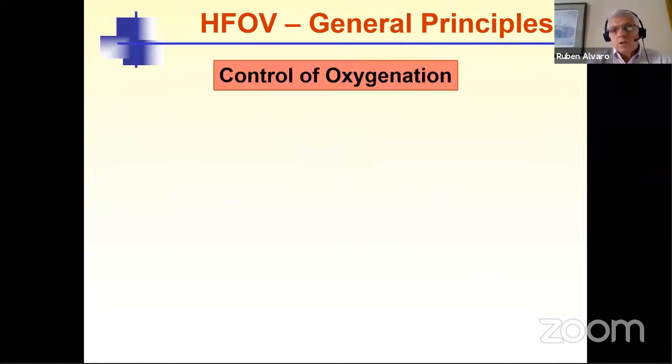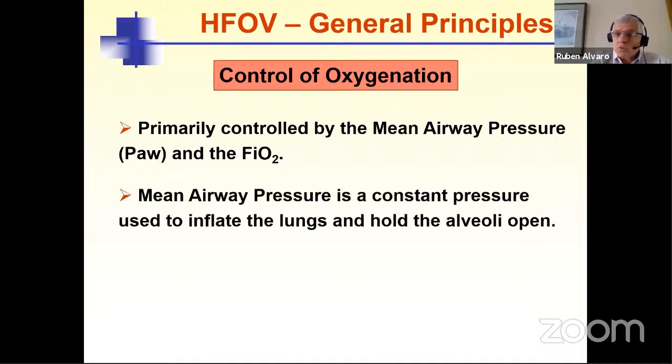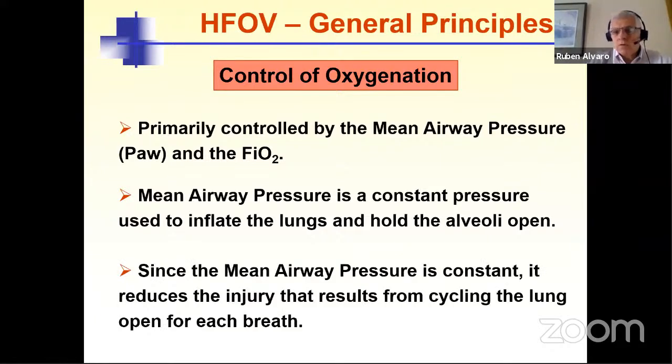Okay. So to control oxygenation, as I said, you primarily control the mean airway pressure and the FiO2. The mean airway pressure, as we explained before, in the oscillator is a constant pressure used to inflate the lungs and hold the alveoli open. And that mean airway pressure does not change. You don't lose mean airway pressure as you reach the alveoli, as you do a little bit with the jet. Since the mean airway pressure is constant, it reduces the injury that results from cycling the lungs open and closed on each breath. So it basically maintains the alveoli open, favoring increased surface area of the alveoli and favoring ventilation perfusion match.